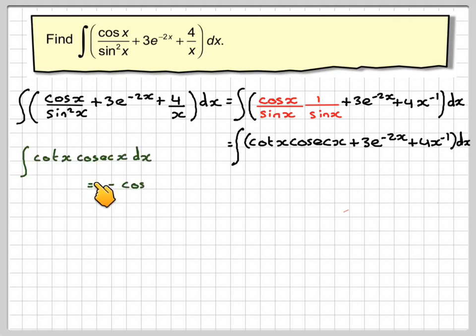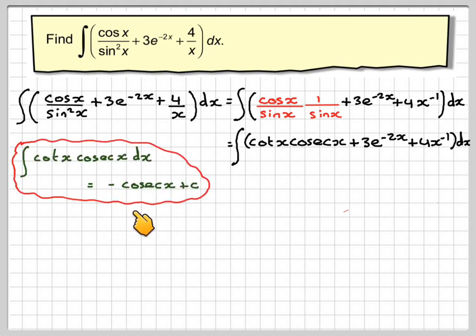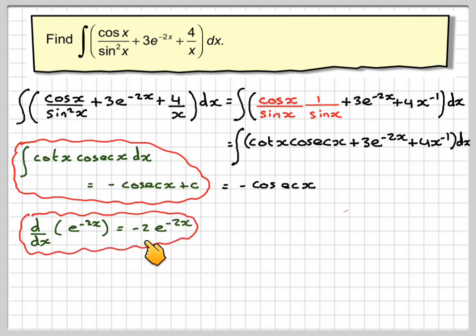The integral of cot x cosec x dx is going to be equal to minus cosec x plus c, which is what we've got here. So this becomes minus cosec x. Now, if we differentiated e to the minus 2x, we would get minus 2e to the minus 2x. So if I say that's the answer, I'm going to get minus 2 times too much, so I need to divide by minus 2, which will make the sign here change to negative, and it will become 3 over 2e to the minus 2x.